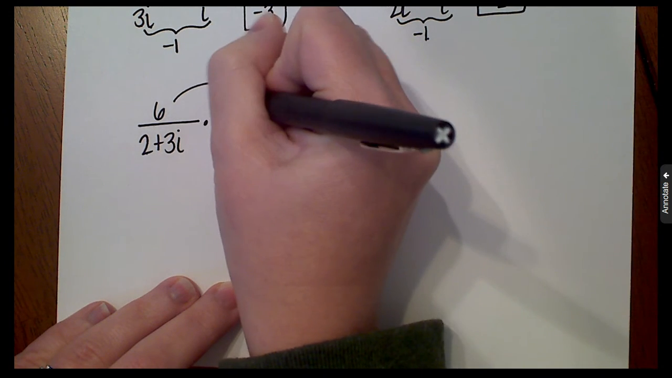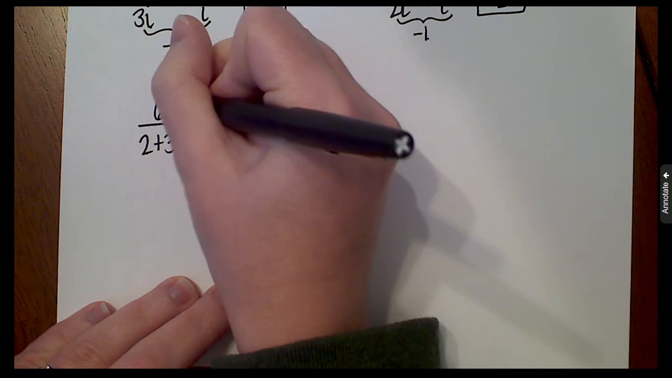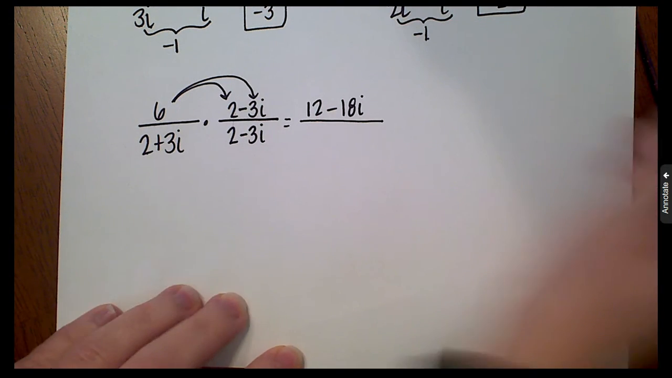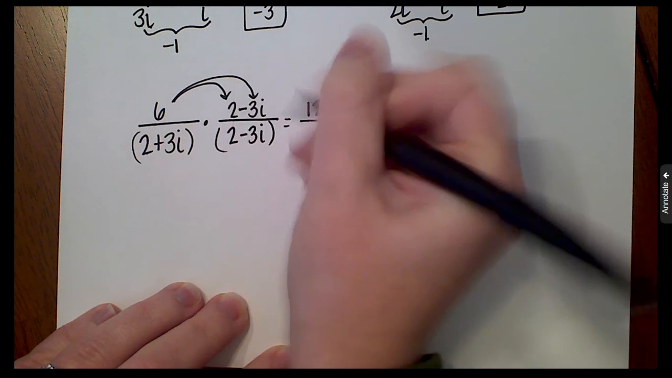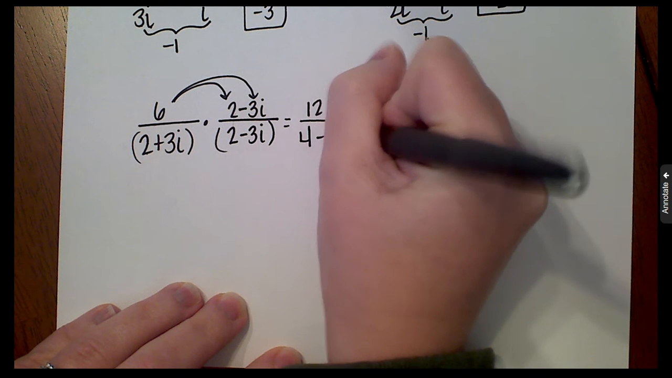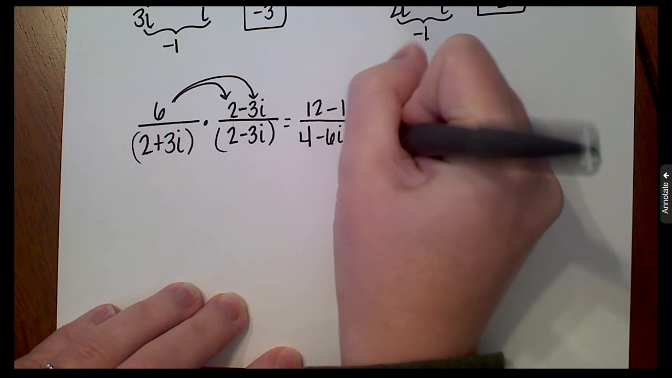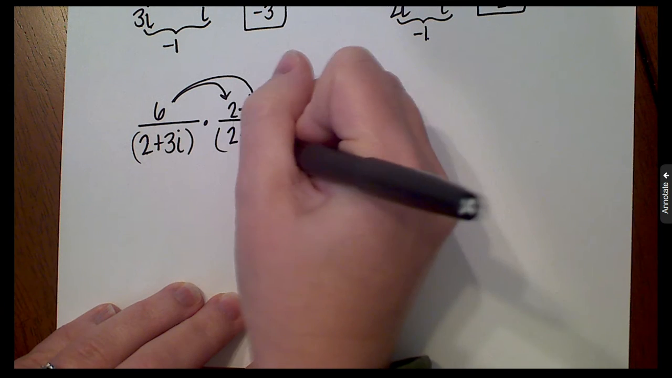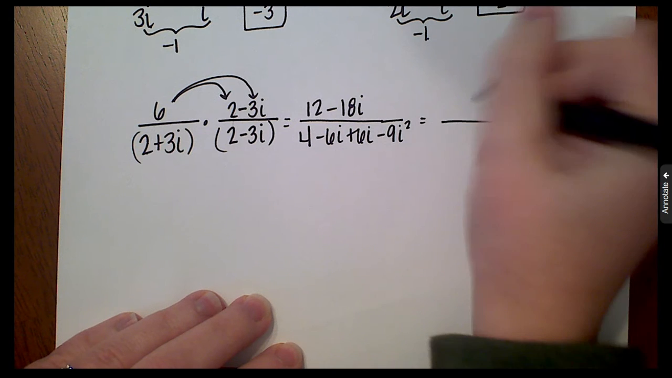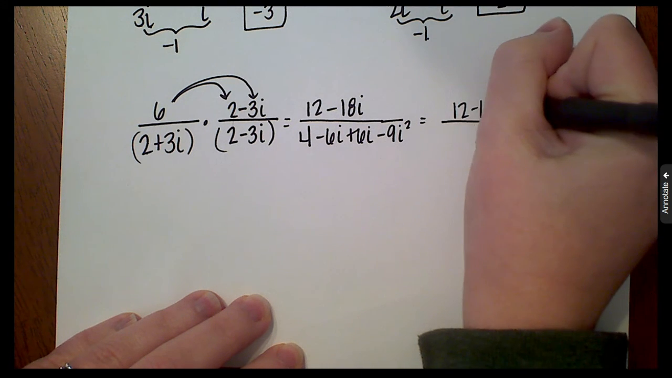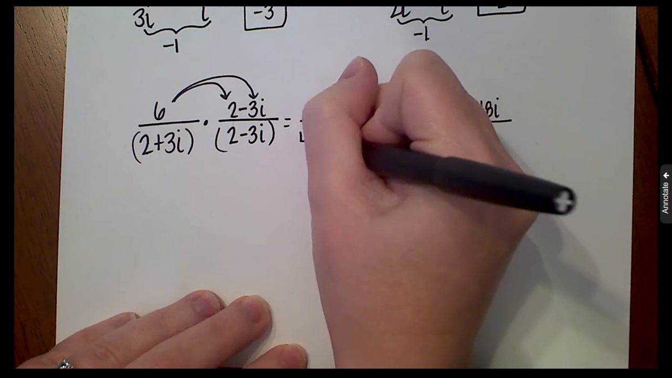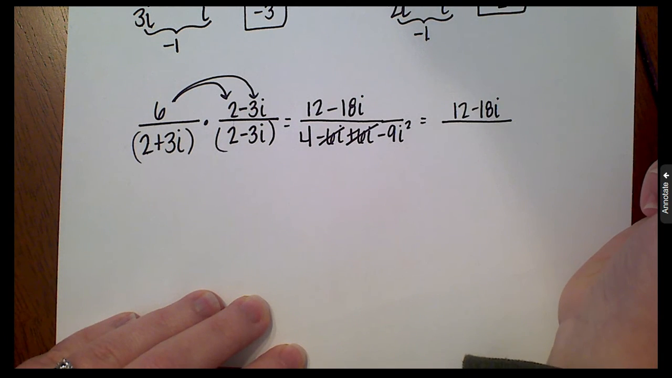So if I distribute this, I get 12 minus 18I. Okay, that wasn't bad. And then here, once again, you're just distributing. So we end up with 4 minus 6I plus 6I minus 9I squared. Okay, so that wasn't that bad either. I'm just kind of rewriting the numerator there. So the whole reason we did that is because you see a negative 6I plus 6I, and those are going to cancel. So that's a delight.